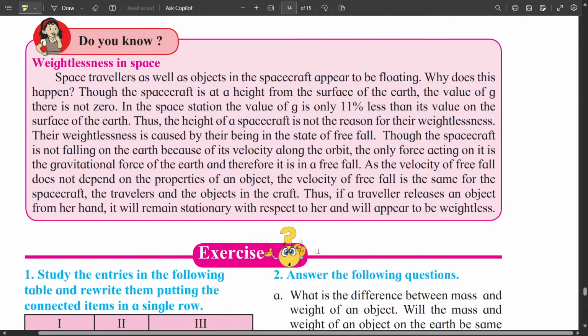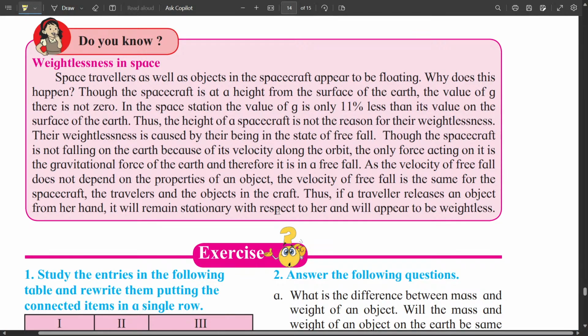Weightlessness in space. Space travelers as well as objects in the spacecraft appear to be floating. You must have seen the videos in which the people in the spacecrafts are shown floating in the air. This is not because the value of gravitational acceleration is 0 at that height. For example, the International Space Station is only at 400 km from the surface of Earth, where the value of g decreases only by 11%. So it is not that g is 0 there.